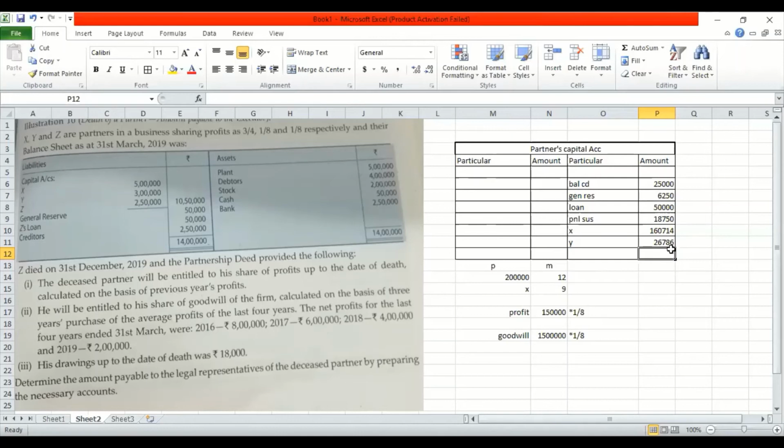Look into the last line. His drawings up to the date of death were 18,000. Where do you write the drawings? So we have to write the drawings over here. The drawings are 18,000. I hope these things are clear. Determine the amount payable to the legal representative of the deceased partner by preparing the necessary entry.